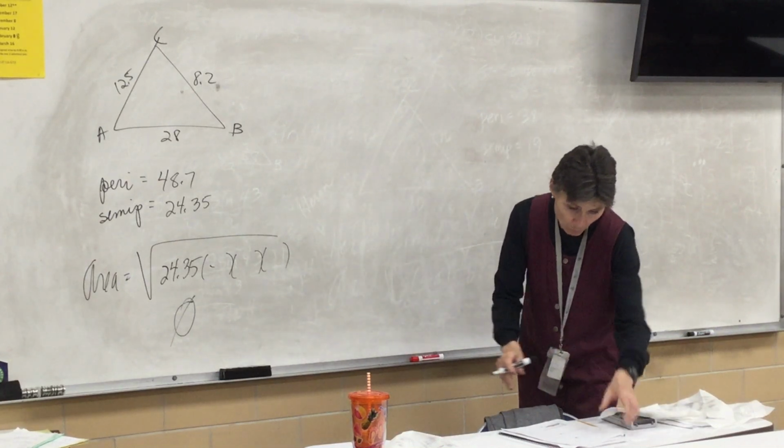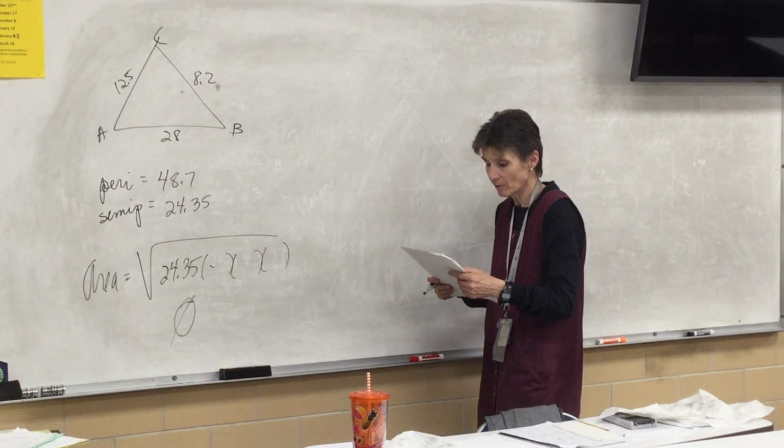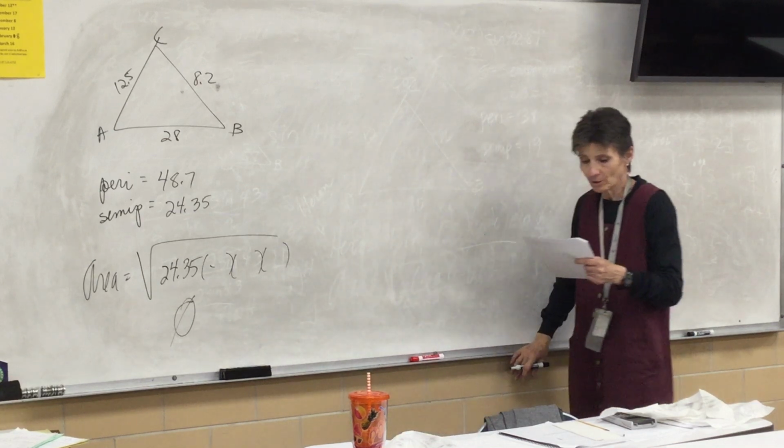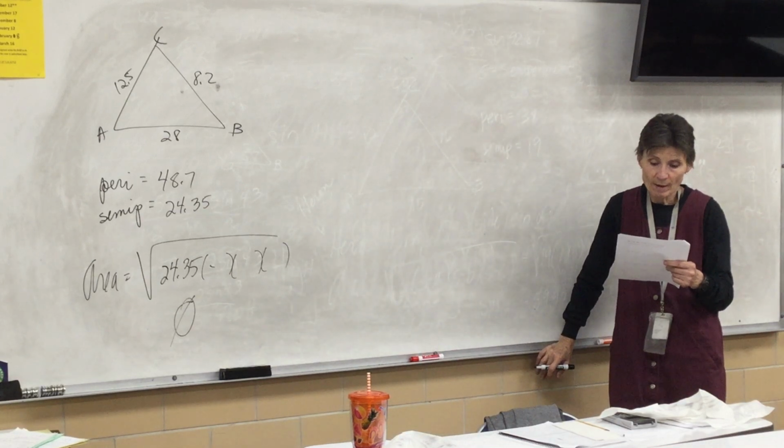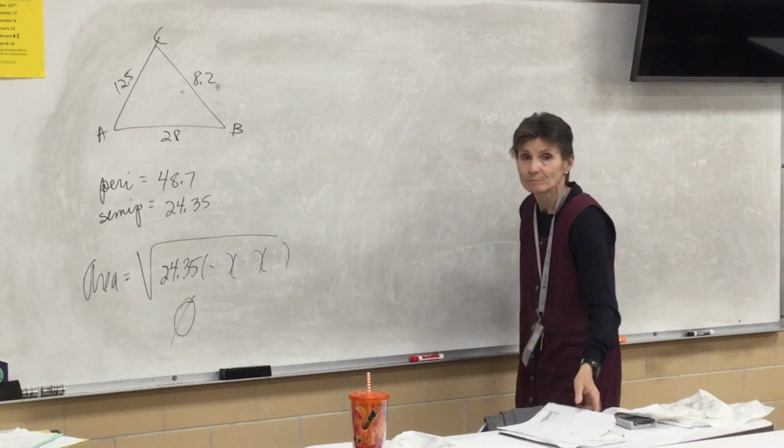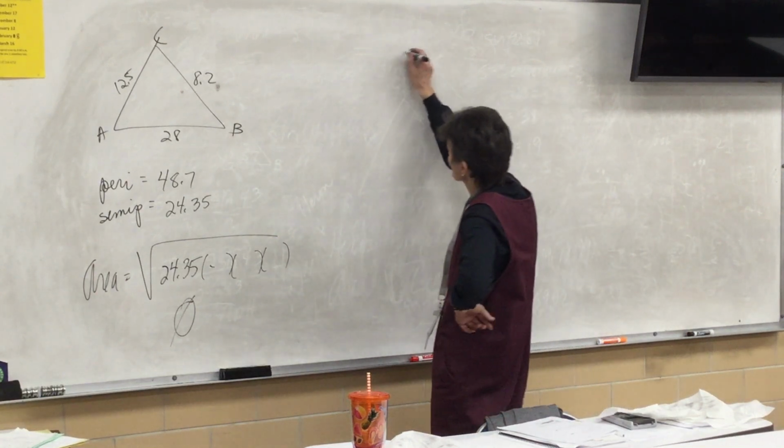All right, one more, 3A. Find the area of a regular hexagon inscribed in a circle of radius 12. All right, so let's draw a picture of this.